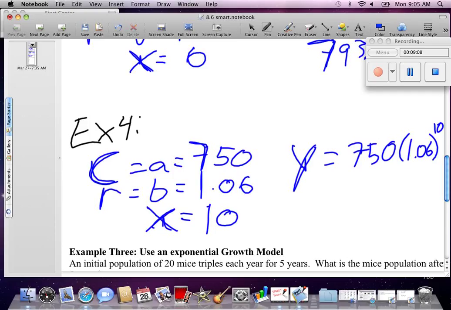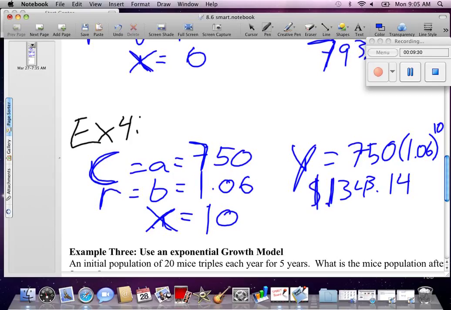So I take out my calculator. I type in 750 times 1.06 raised to the 10th power. And I get $1,343.14.